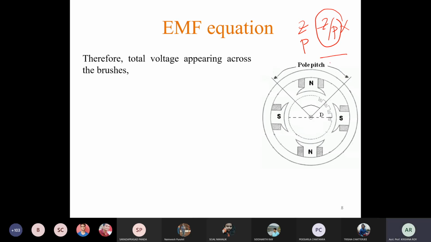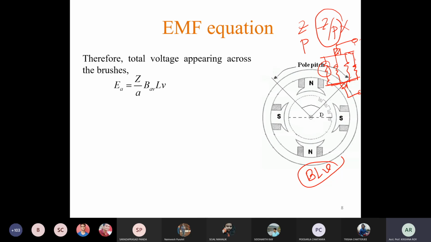See, suppose the arrangement is like this. Suppose we are considering 4 parallel paths, and here 2 brushes are placed, and the output terminals are like this. So each path has Z by P number of conductors, and each conductor is producing BLV amount of induced EMF. So this into this will give you the total voltage appearing across these brushes. All paths are connected in parallel, so we will get the same voltage across these brushes.